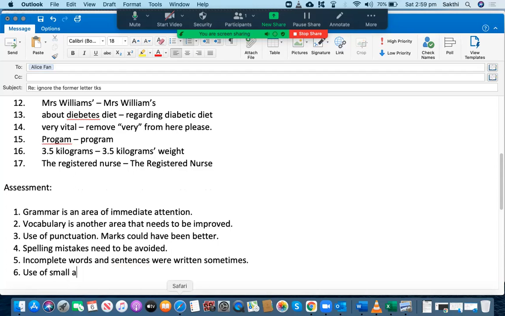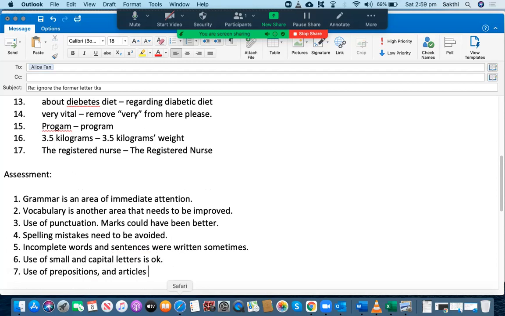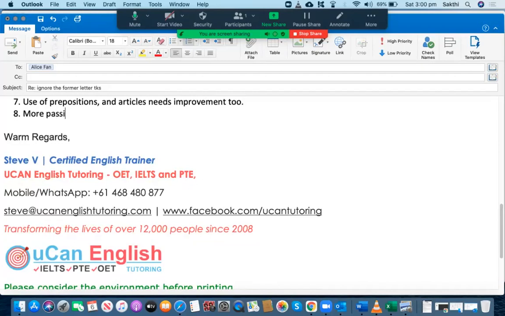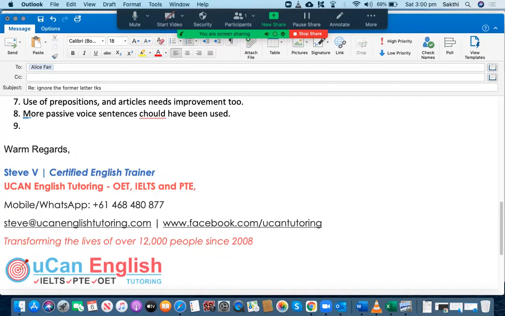Use of small and capital letters is okay. Use of prepositions and articles needs improvement too. More passive voice sentences could have been used. It's better to use passive voice structures instead of active voice. Case notes were well organized. I'm very happy with this. You did a good job.